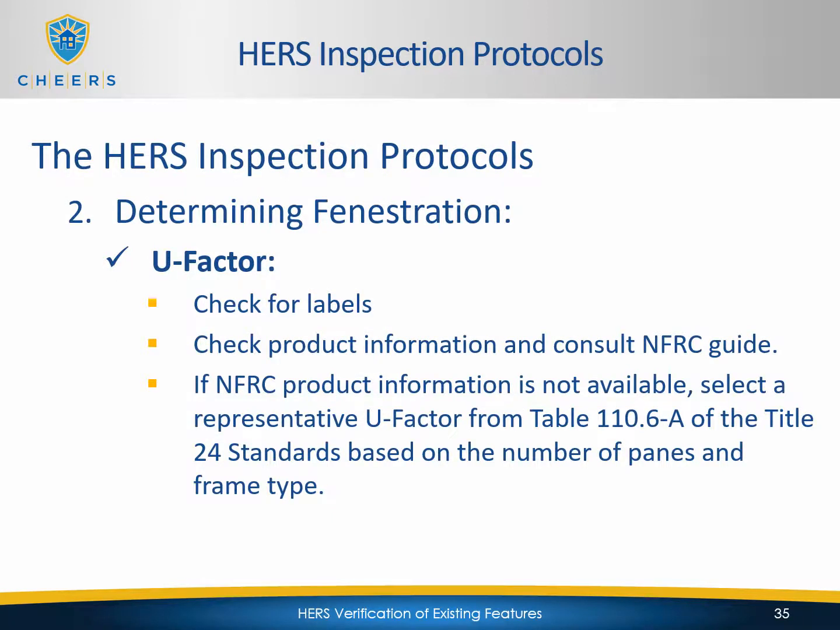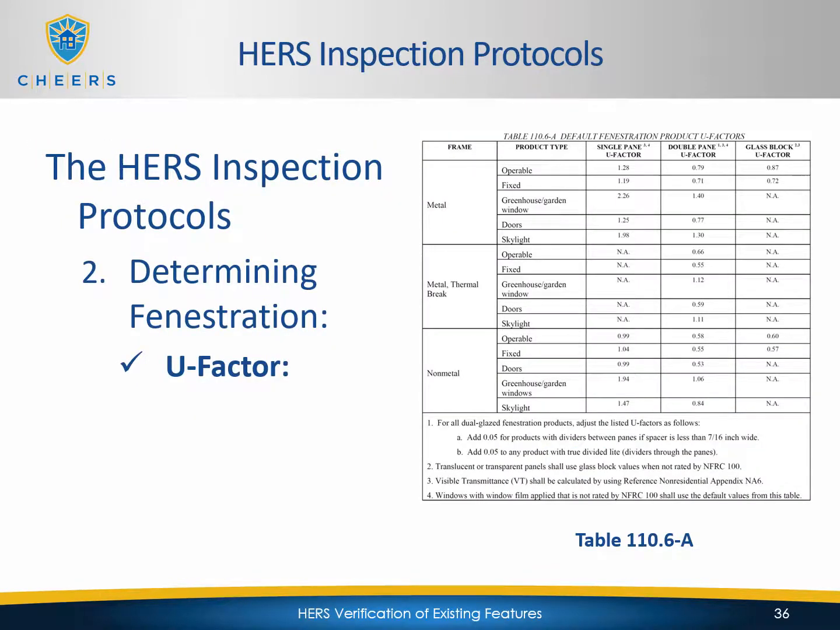For the U-factor it is the same thing. Again, you want to check for labels, you want to check product information and consult the NFRC guide. And if NFRC product information is not available, you want to select a representative U-factor from table 110.6-A of the Title 24 standards based on the number of panes and frame type. And this table looks just like the other one, except that it's specific to U-factors and not solar heat gain coefficients.